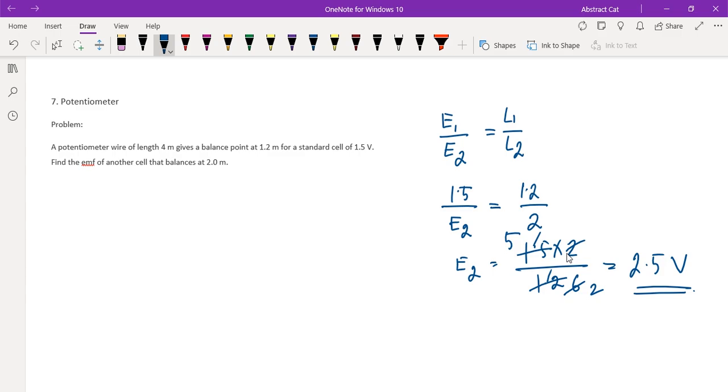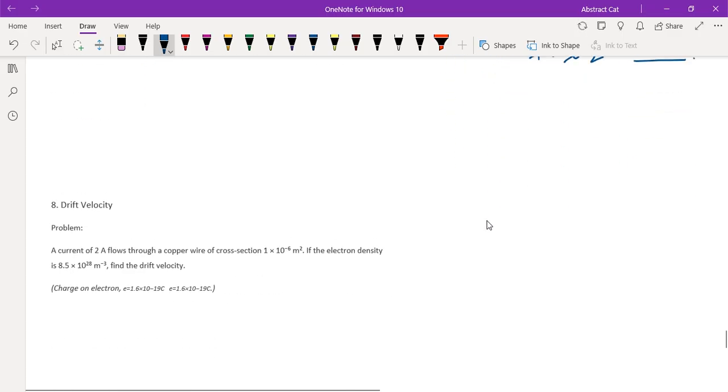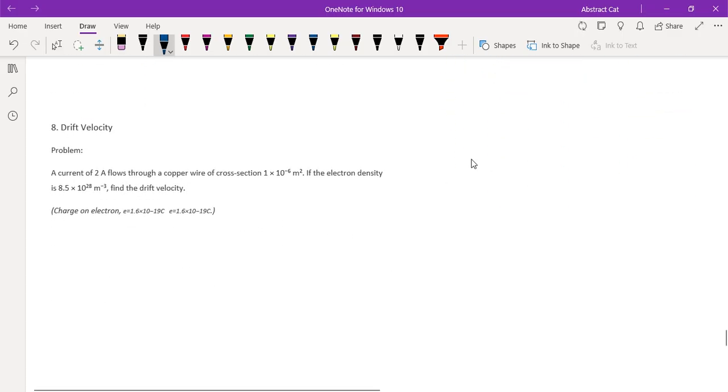Okay, that's the given answer. The answer is 2.5 volt. Now question number 8, drift velocity. The drift velocity problem is very important.